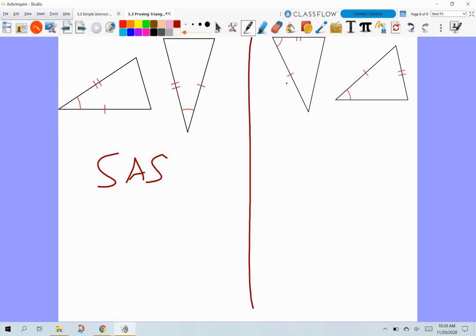Two sides and an angle, two sides and an angle. But if you notice, the position of this angle here and the position of this angle here, they don't correspond. This angle should have been marked up here if they're going to be congruent. So not congruent. It's an N, not an H.